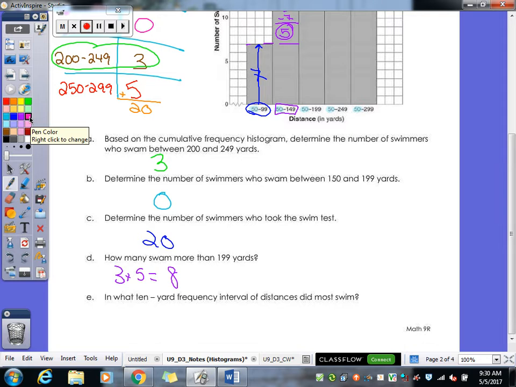And in what 10-yard frequency interval of distances did most people swim? Well, that's a typo. That should be 50. In what 50-yard frequency interval did most people swim? So if we look at the table, which interval had the most people? 50 to 99. Well, 50 is just down and back. And then 99, round it to 100, would be down and back twice.